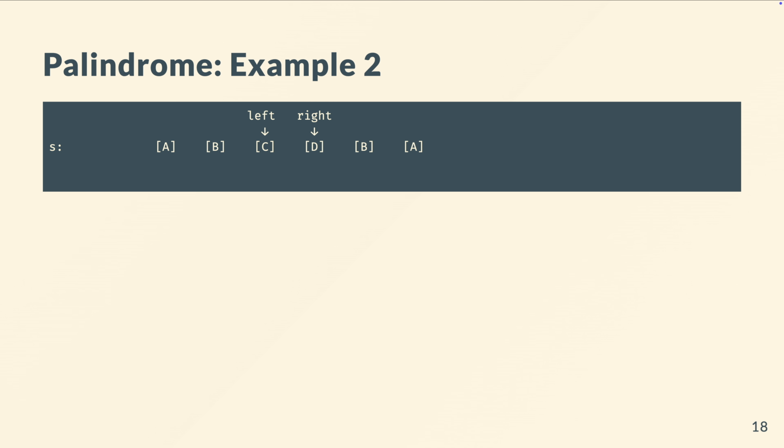Now left points to C and right points to D. C does not equal D. That is a mismatch, so we stop right away. We make a conclusion. The string is not a palindrome.